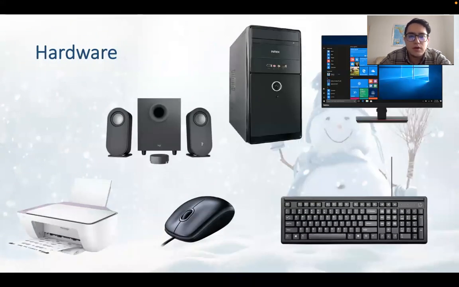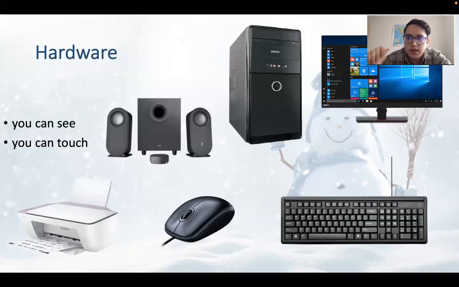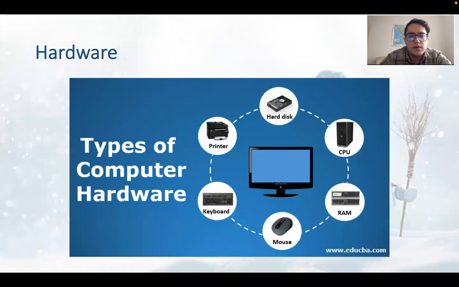These are hardware. So hardware, you can see the object and you can touch the hardware. So you can touch it with your hand. There are types of computer hardware such as monitor, hard disk, CPU, RAM, mouse, keyboard, printer, and so on. So these are some of them.